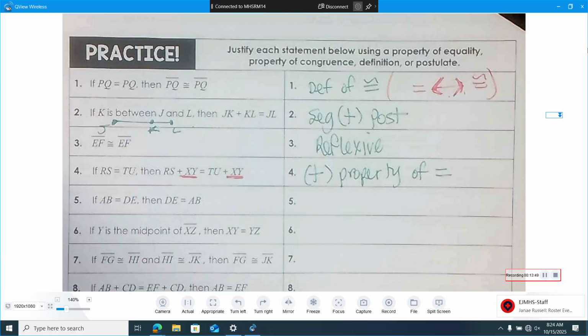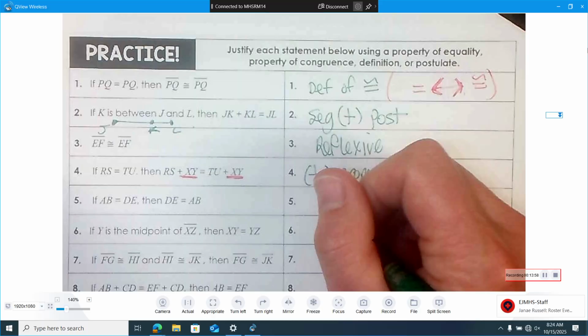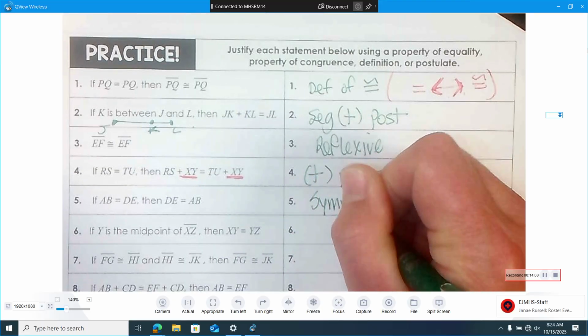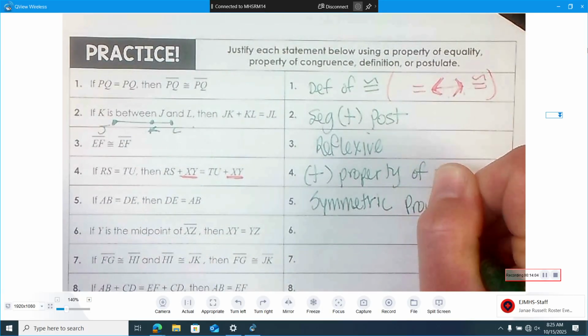All right, if AB is equal to DE, then why is DE equal to AB? Symmetric, we're just spinning it around. So that is the symmetric property. All right, very good.